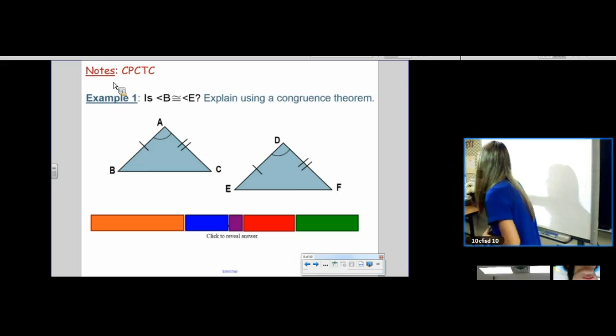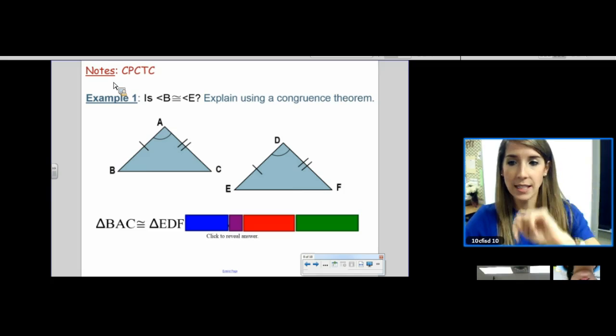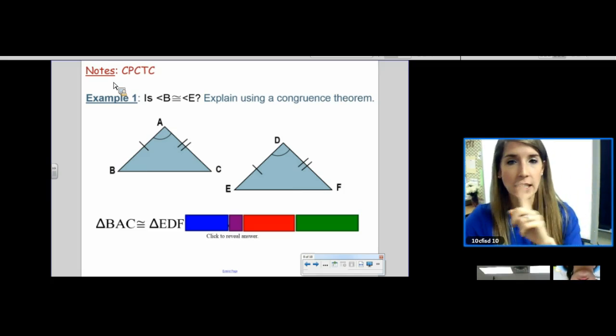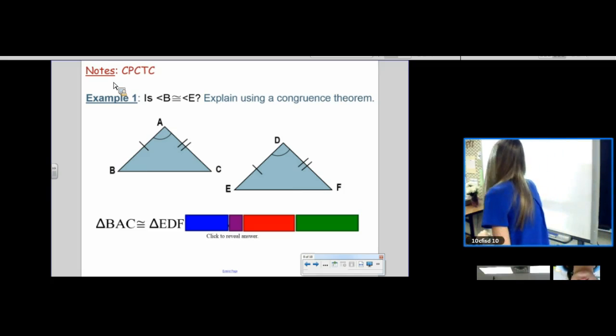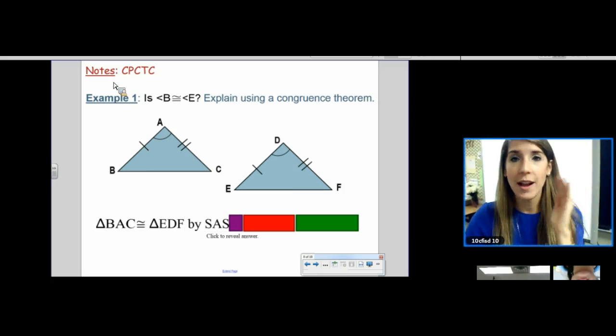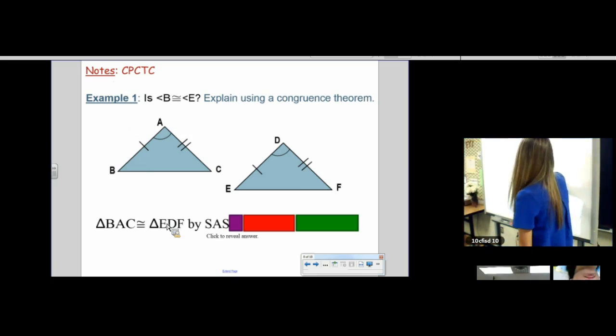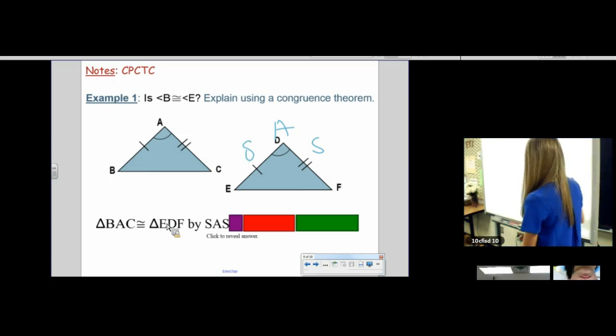So first, we need to say that the triangles are congruent. That's what we say first. We make a statement. Triangle BAC is congruent to triangle EDF. Then we say why. So we say that they're congruent, and we say what shortcut we used. We used side angle side. That was our shortcut.